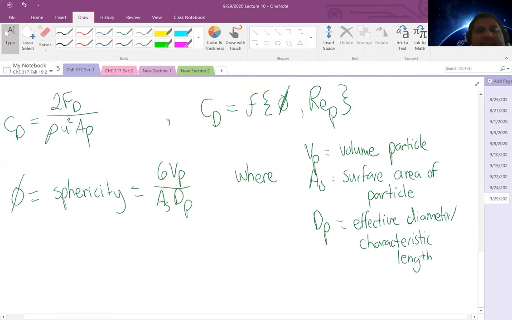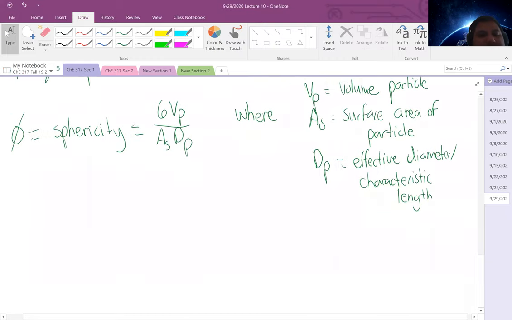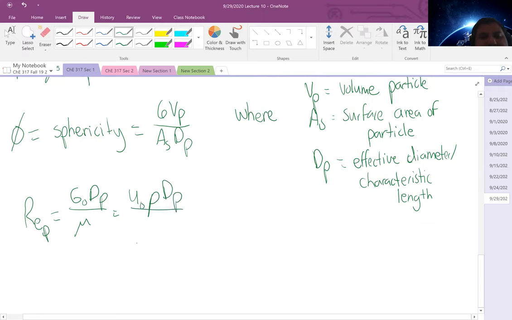So to find drag force, we often have to find our drag coefficient, which is typically a function of these two values. Now, we can also get an idea of the dependence of drag coefficient on Reynolds number, keeping in mind the Reynolds number is a little different when we're looking at restricted flow. We can calculate it in terms of the superficial mass velocity times the diameter of the particle, or characteristic length, over the fluid viscosity, or the fluid superficial velocity times the density of the fluid times the characteristic length over the viscosity.